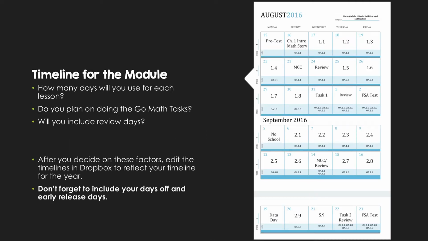Once you decide on your timeline for the year, now you need to break it up by module chapter. How many days are you going to need for each lesson? You're going to need to decide, will you use the Go Math task? Are you going to include review days? After you decide on these factors, you're going to go into the module file and edit the timeline for that module in Dropbox. Don't forget to include your days off, and if you have early release, because that will also affect when you want to schedule your lesson.